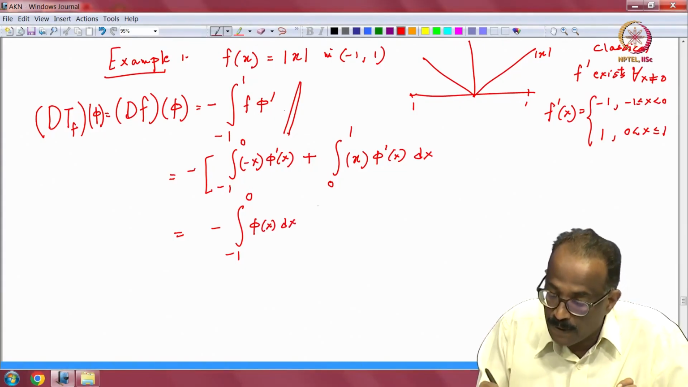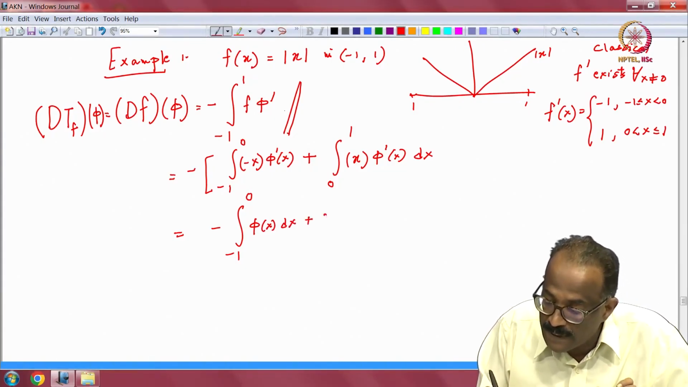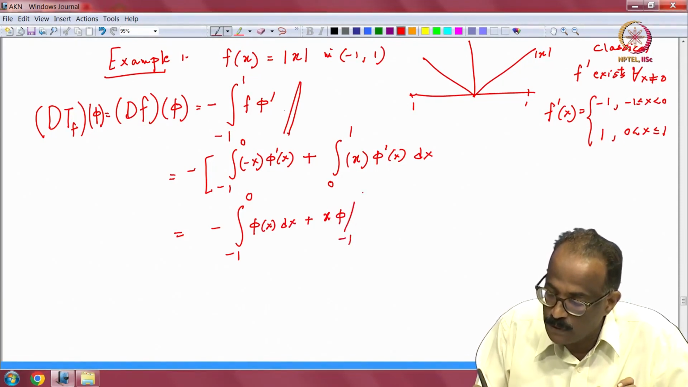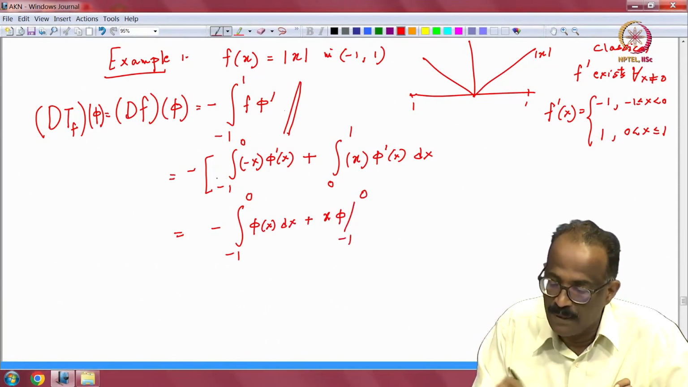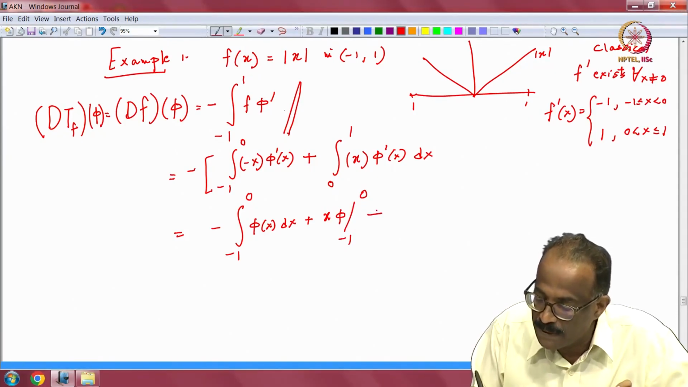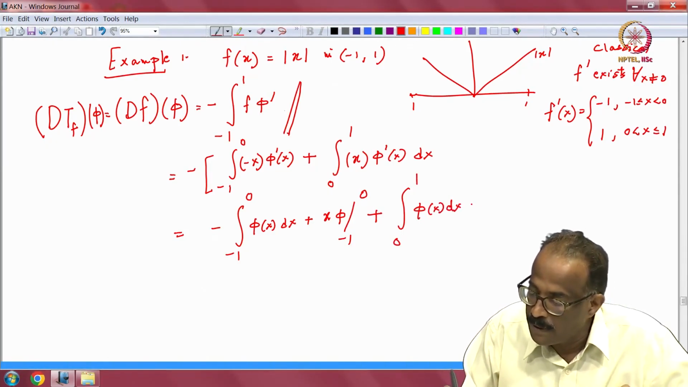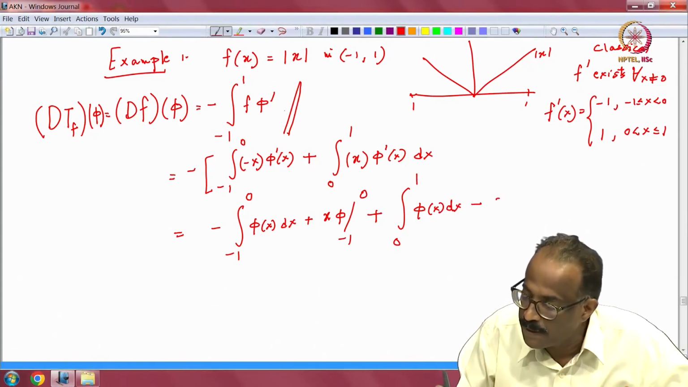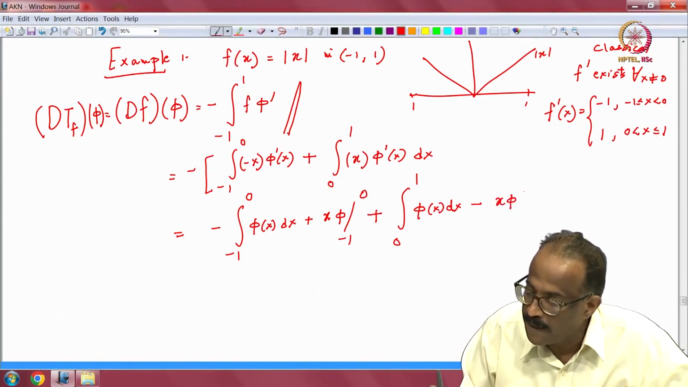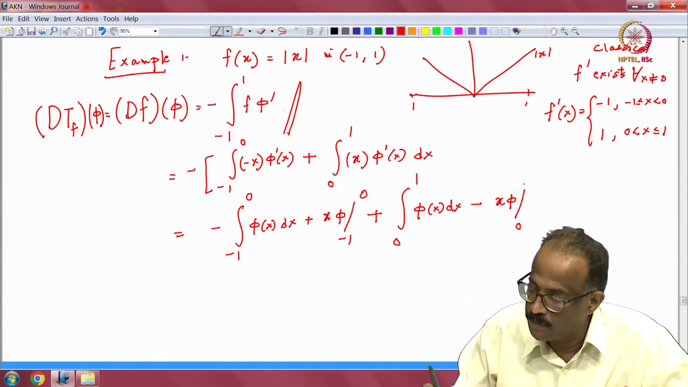and then you will have this boundary term x phi from minus 1 to 0. Here the same thing, but you will have a plus sign, integral of 0 to 1 phi of x dx, and then you will have minus, that minus will bring x phi evaluated at 0 to 1.